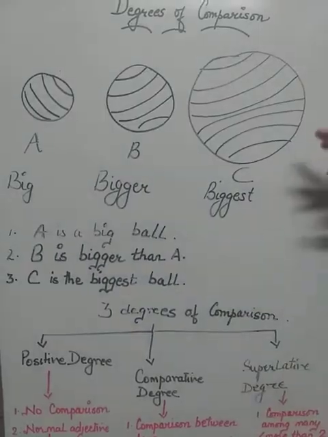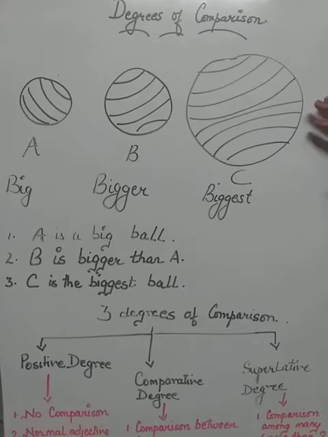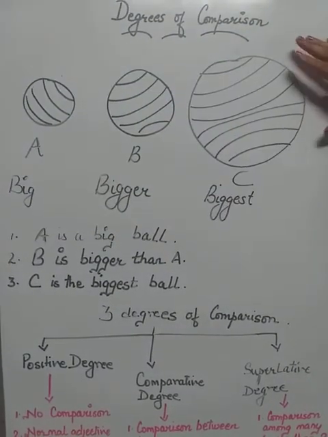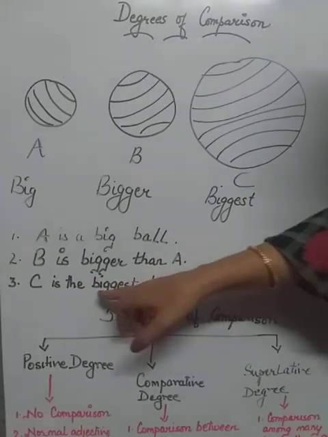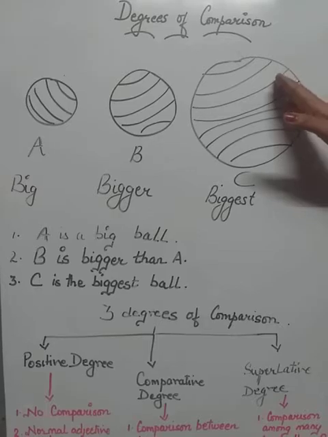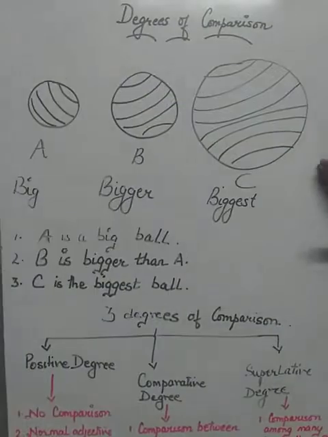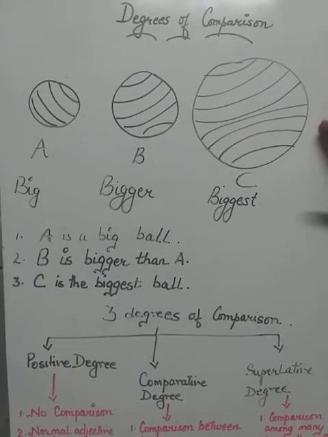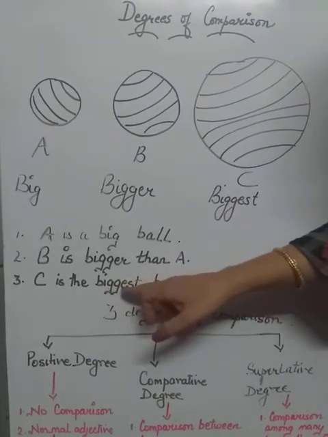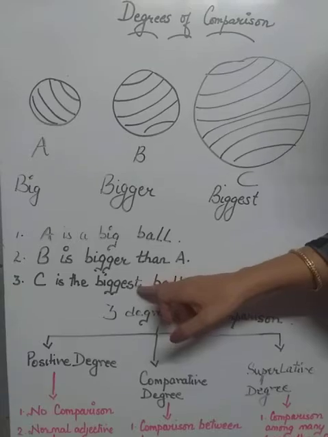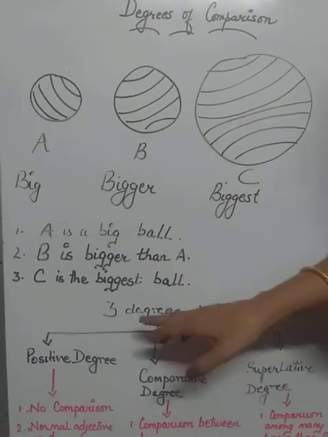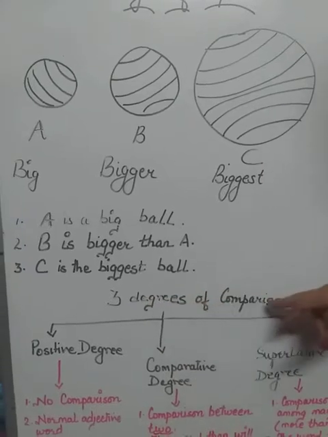Now look at ball C. This is the biggest of all the balls. C is the biggest ball. So here we are comparing the third ball with all the balls. This is another degree of comparison. When we are comparing the whole group, in the adjective we add est. So from this example, what are we learning? There are three degrees of comparison.